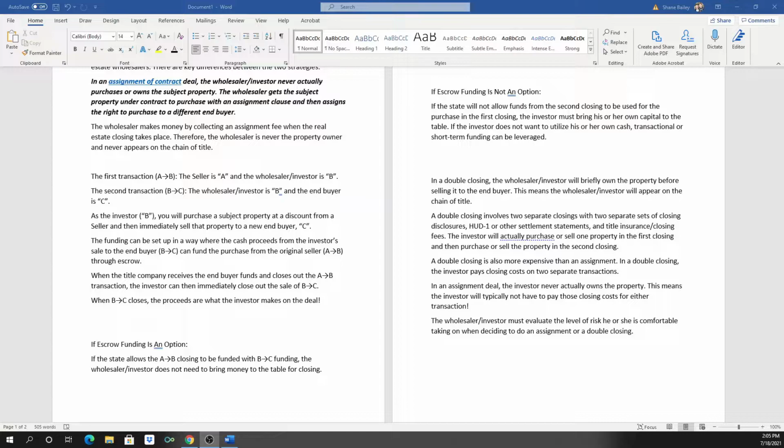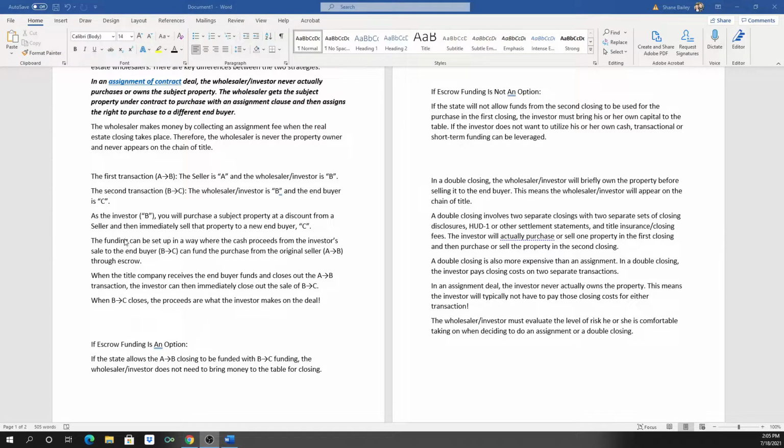Maybe it's legislation in your state allowing or not allowing assignments. Maybe the contract isn't written that way. Maybe you know you can do a double closing. You've got the end cash buyer in place, but the initial seller doesn't want you to assign it. You'll set up a double closing. Let's walk through that really quickly, as I was briefly doing before.